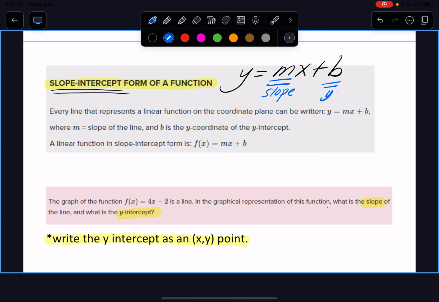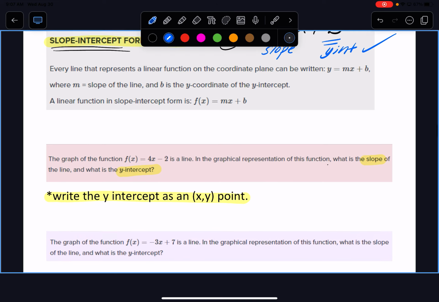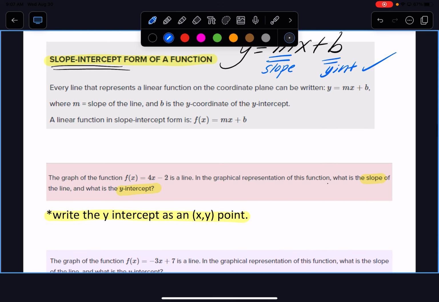Boom, there's the y-intercept. And it's just super straightforward. So just in case they use the words "write your answer in slope-intercept form," you're not like, wait, what does that mean? So looking at this problem right here, it says the graph of the function f of x equals 4x minus 2 is a line in the graphical representation of this function. What is the slope?